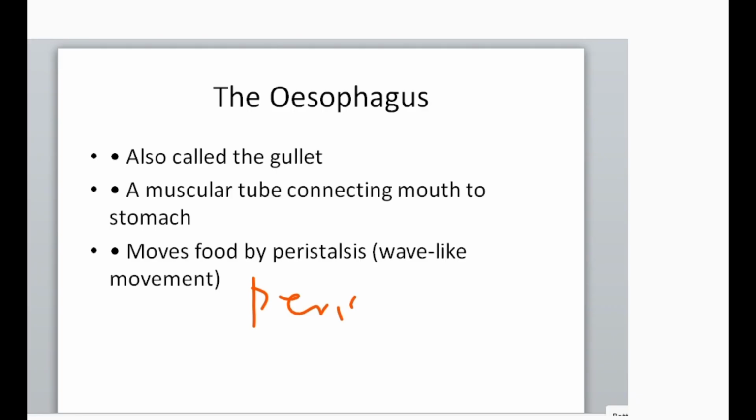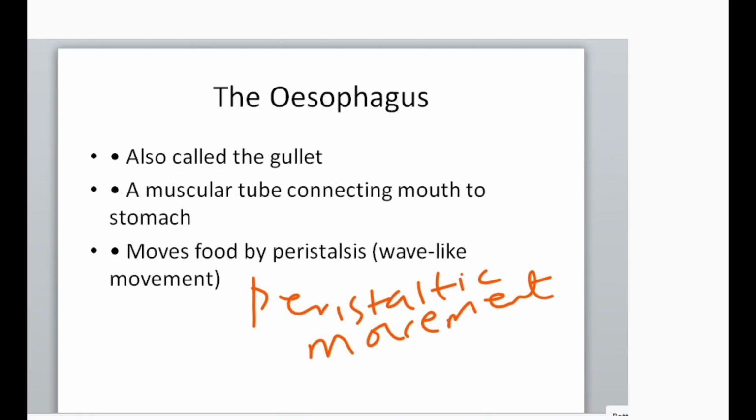Peristaltic movement, or peristalsis, is the wave-like movement of the esophagus during the passage of food. That's what happens in the esophagus.